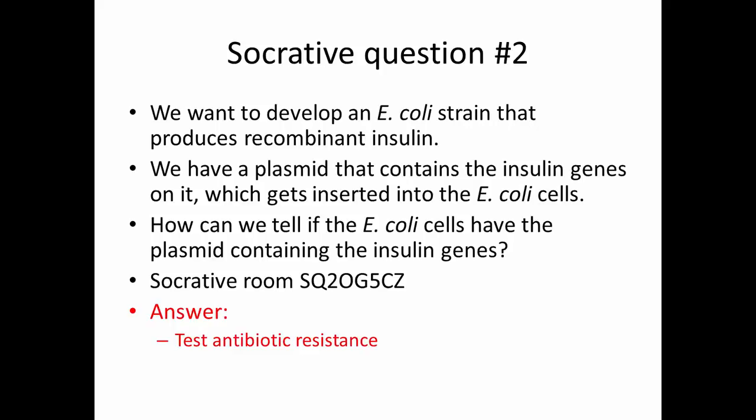Well, the answer to that is we can test for antibiotic resistance. The plasmid should carry, if we're good bioengineers, we should have given them a plasmid that has an antibiotic resistance marker on it, which would allow the bacteria containing that plasmid to grow on a certain antibiotic. So we can test that, and we can assume, at least initially, that all bacteria that can grow in the presence of an antibiotic have the plasmid that can allow E. coli to produce insulin.